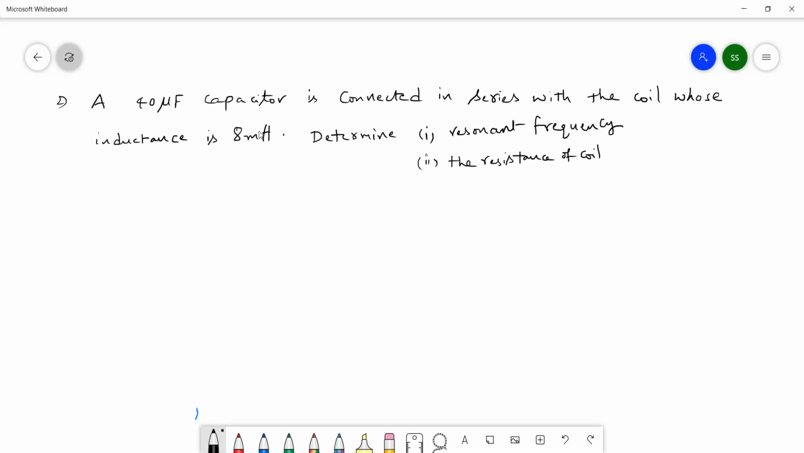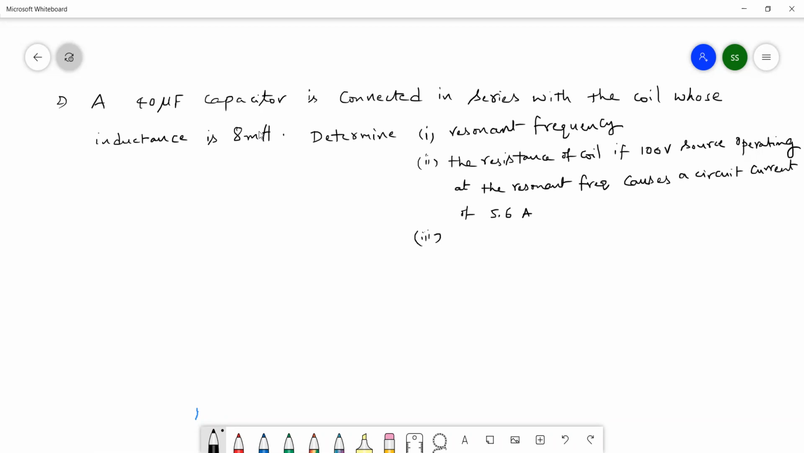If a 100 volts source, they are giving one condition, that a 100 volts source operating at the resonant frequency causes a circuit current of 5.6 amperes, and also they are asking to determine the quality factor of the coil. This is the problem.